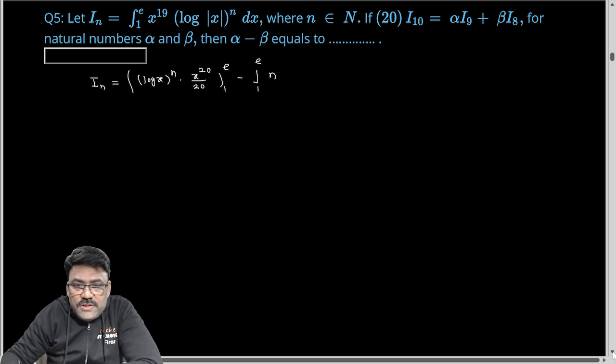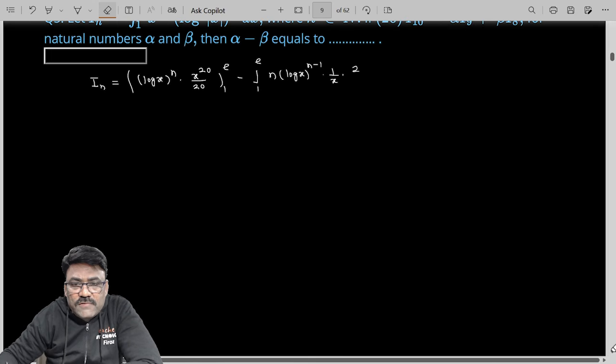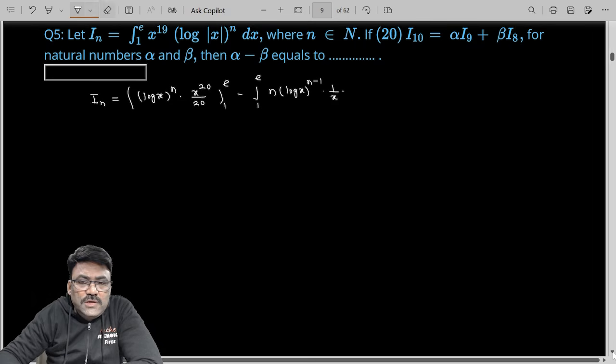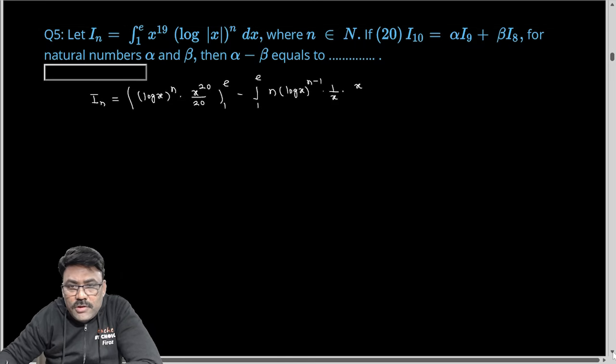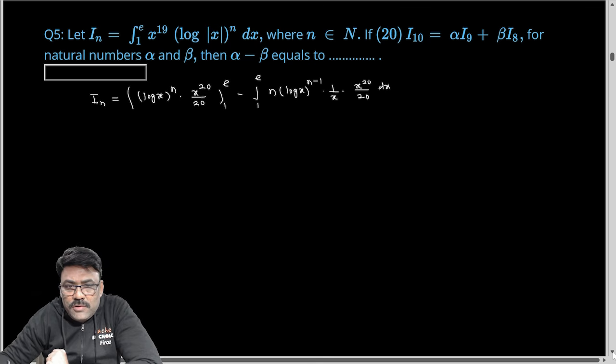The derivative of the first function is n times (log x) raised to n minus 1 into 1 by x. And the integration of the second function is x raised to 20 over 20. And if you are thinking why we are not taking mod, actually the limit is 1 to e. So for a positive number, mod x will be x only. Here x is obviously positive, since you are taking the integration from 1 to e. So mod x can be written as x only.